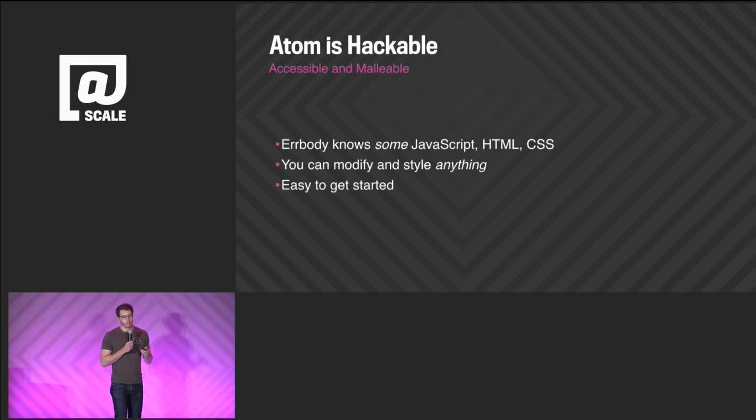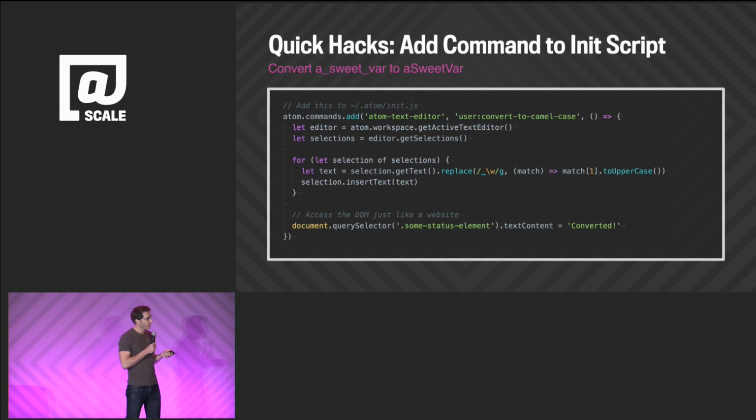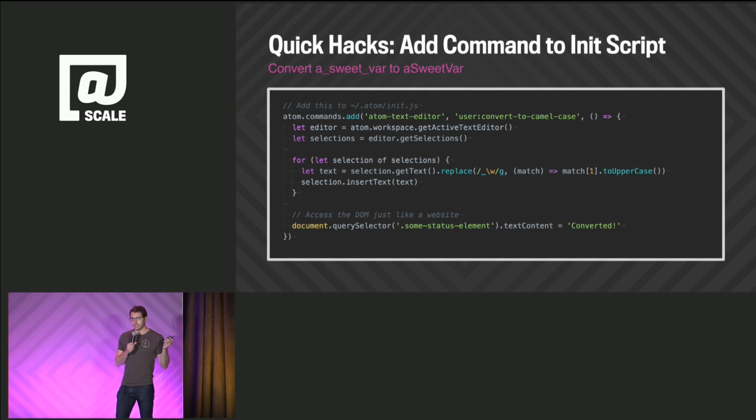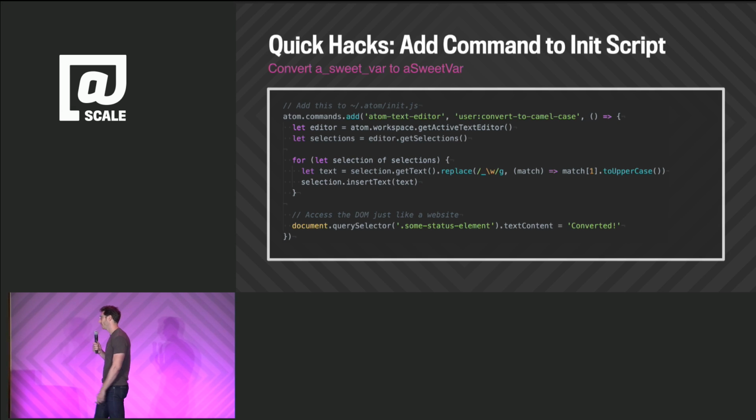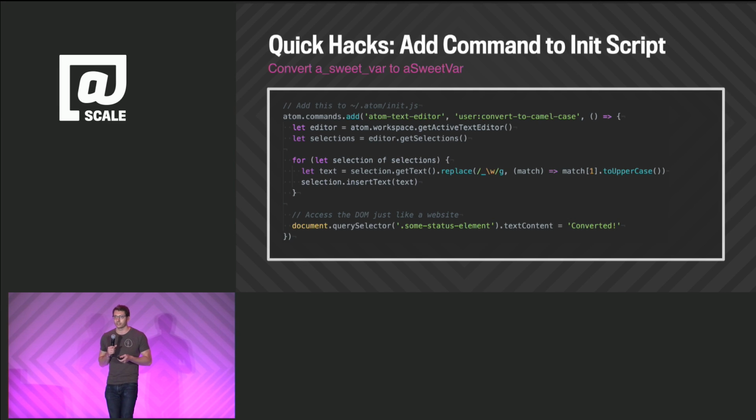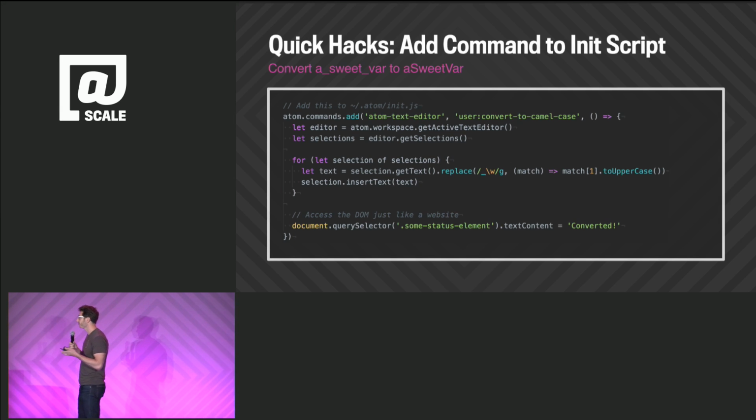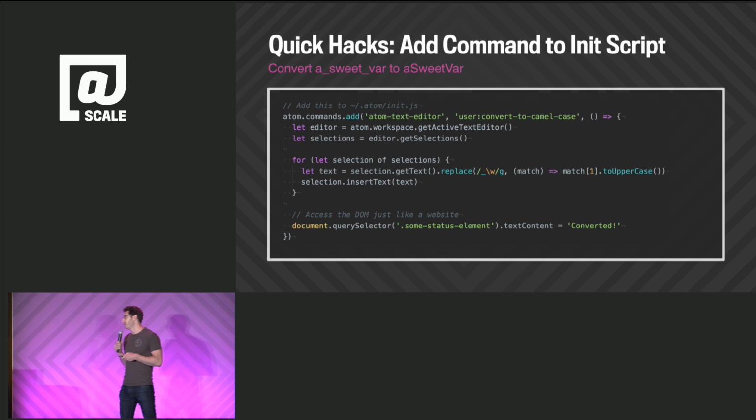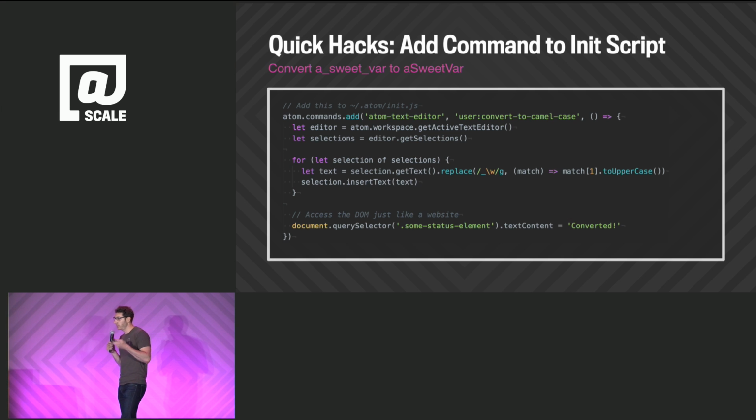The third thing is that it's super easy to get started. I'll show you a little example here on how we've tried to make it really accessible. Let's say you're always converting snake case variables to camel case, all day long. But find and replace is too slow. So you want something a little bit faster, like a key command, or some kind of command in the editor that you can run that just does this for you. We have this concept of an init script in Atom that you can add quick hacks to. It runs on initialization, and when it's loaded, you can add features to Atom.